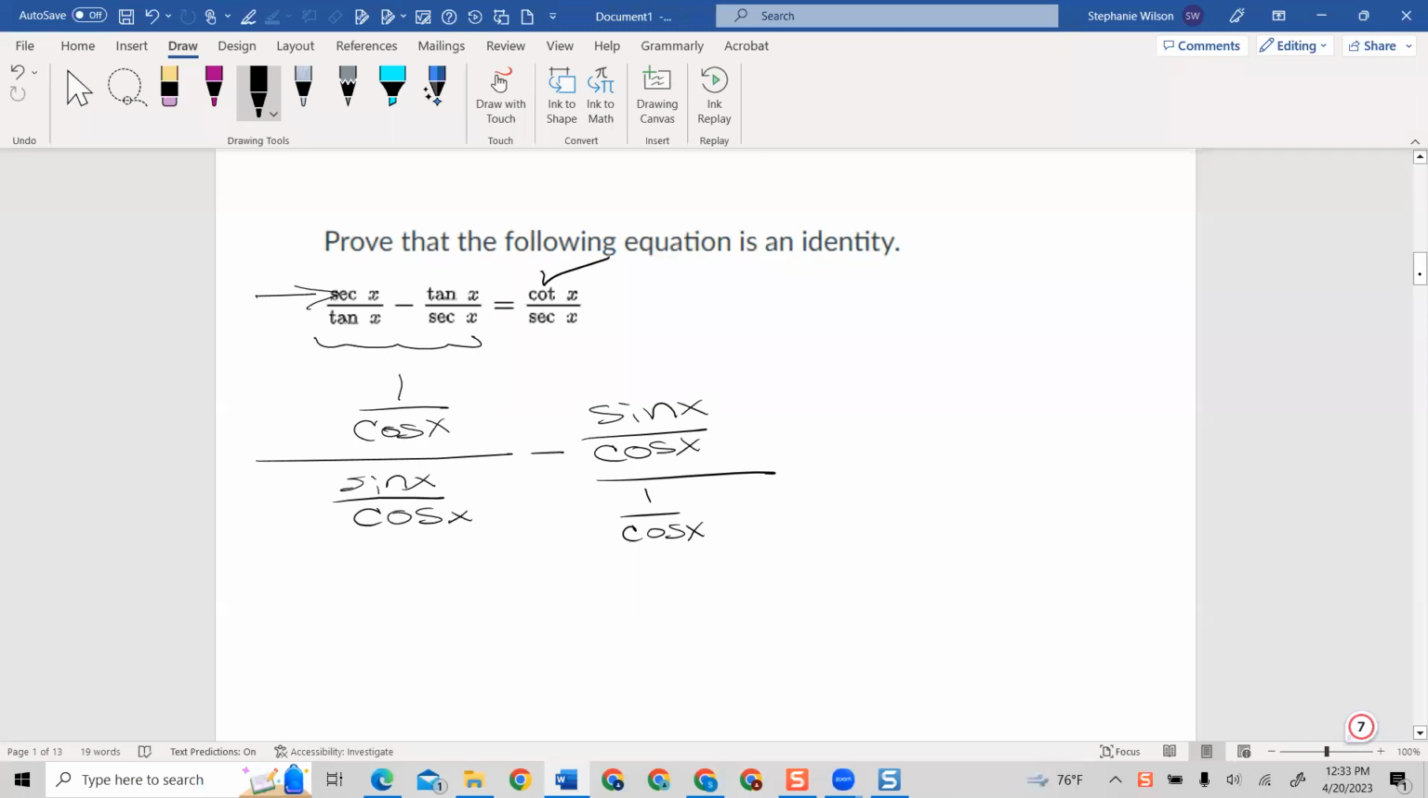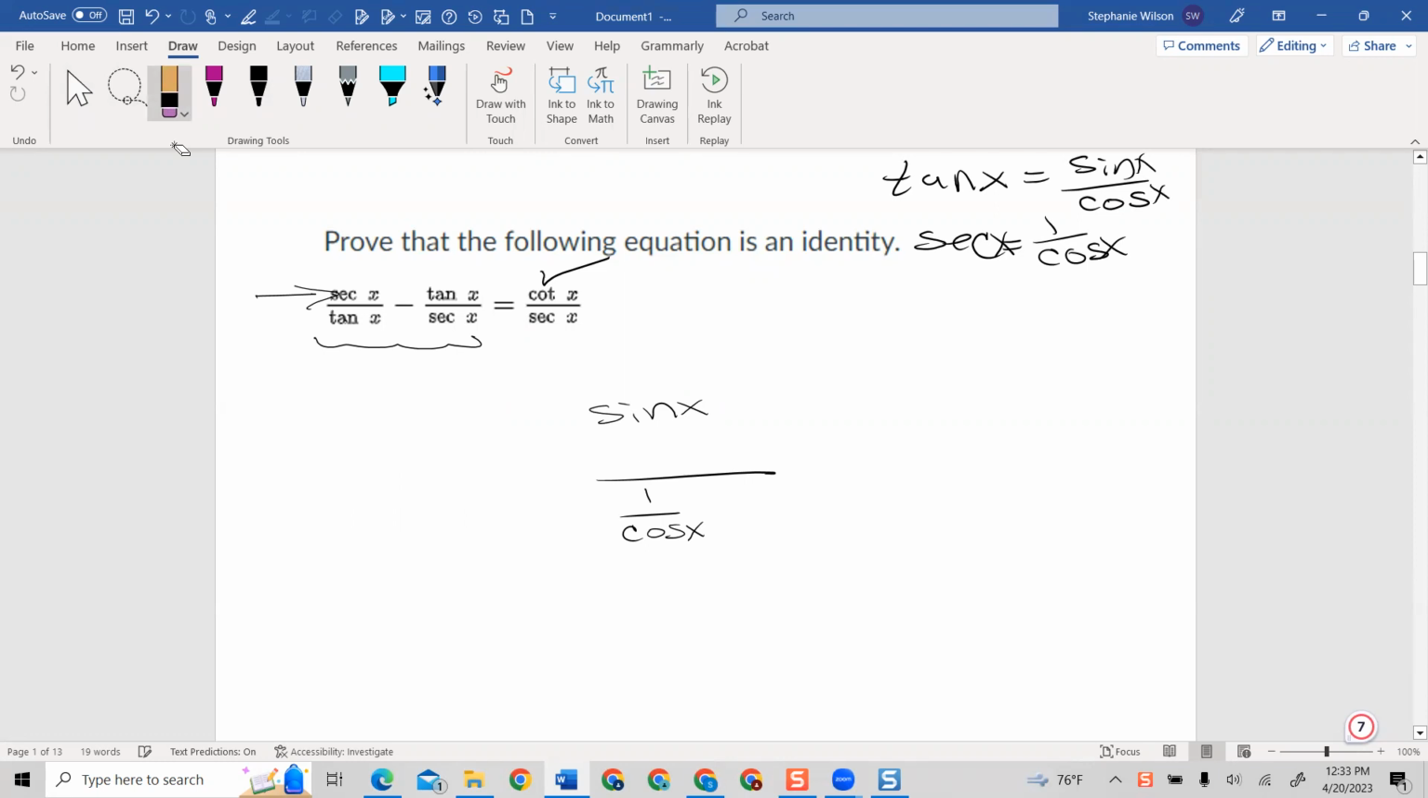Before I go further, I just wanted to let you know I could have done this over here on the side. I could have said tangent is sine over cosine, and secant is 1 over cosine. We could do that over here instead of right there. There's more than one way to go about it, but if you choose to use this method, be really careful because it's going to get messy.